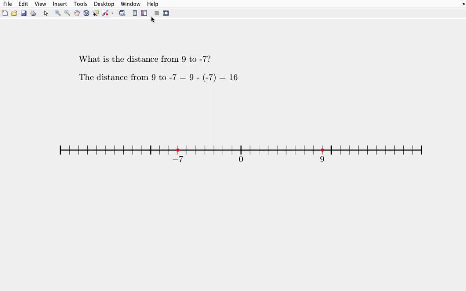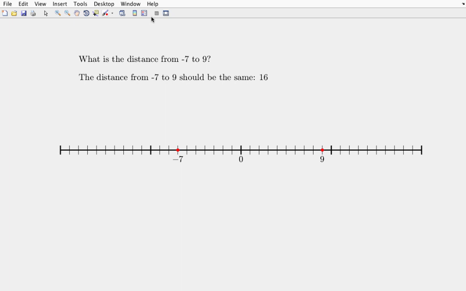Well, it should be pretty straightforward that the distance from 9 to -7 on the real line is just 9 minus -7, 16. Okay, well, what is the distance from -7 to 9? Well, of course, those are the same numbers. The distance ought to be the same, 16.